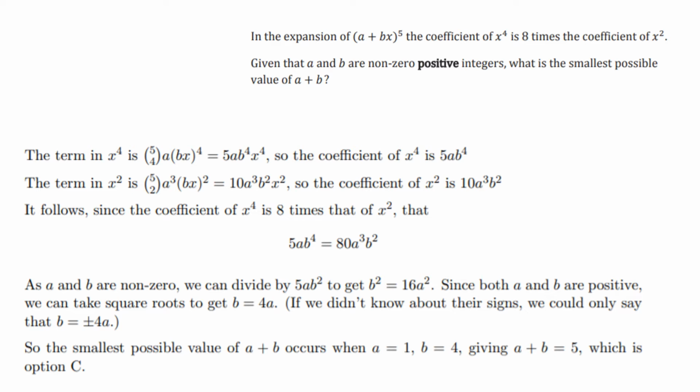So we just want those to be the smallest values we can think of, where one number is 4 times the other. And 1 and 4 are the obvious candidates. So make a equal 1, b equals 4, a plus b is 5, and option C is the answer.